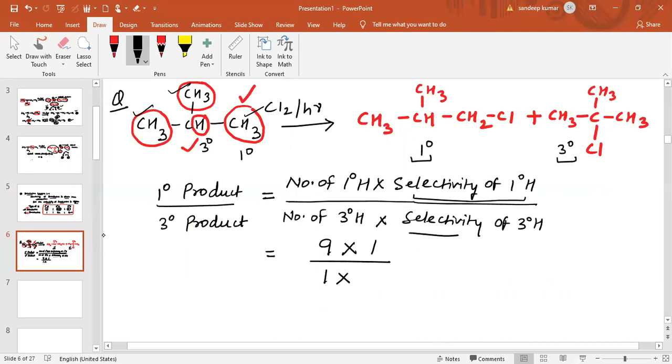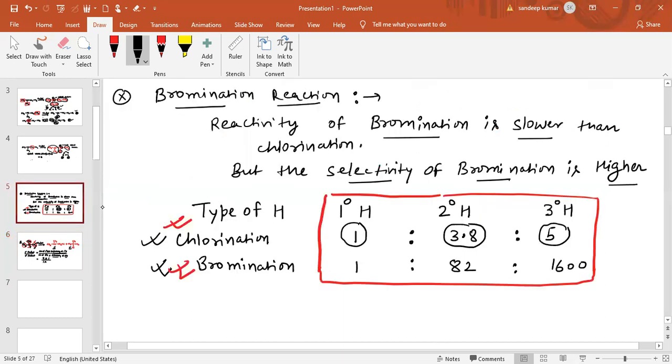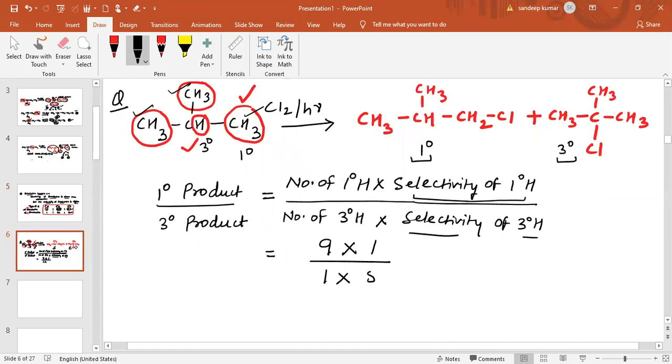And what is the selectivity of 3 degree hydrogen in case of chlorination? In case of chlorination, the selectivity of 3 degree hydrogen is basically 5. So multiply by 5. So the ratio of product obtained is 9 is to 5.